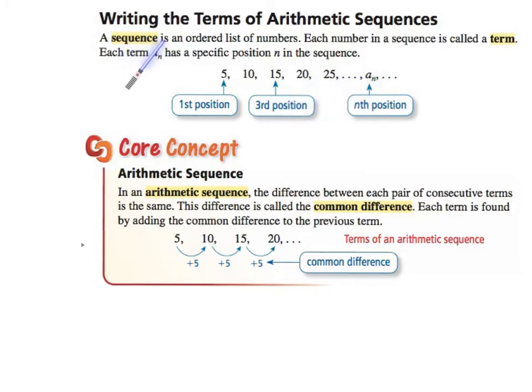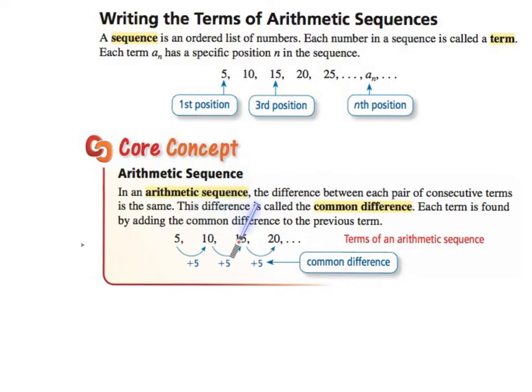Now, each term, a sub n, has a specific position n in the sequence. So, a sub n is the term that is in the nth position. An arithmetic sequence, since it is Star Wars season coming up here, where we have to use lightsabers, is a sequence where the difference between each pair of consecutive terms is the same. So as you see here, 5 to 10, 10 to 15, 15 to 20. That's what makes an arithmetic sequence.